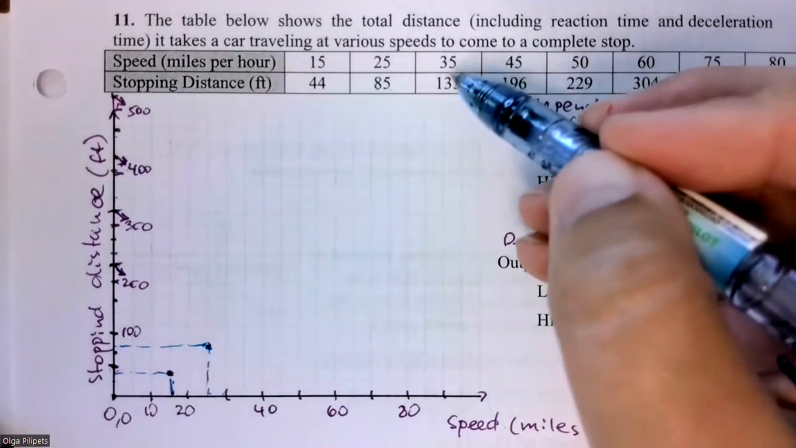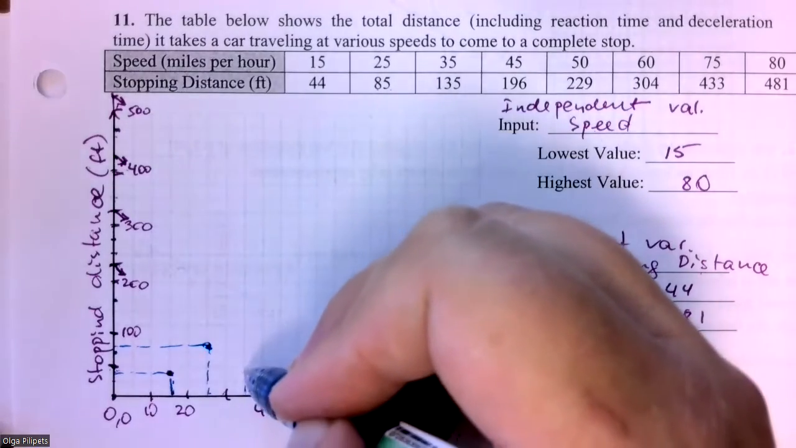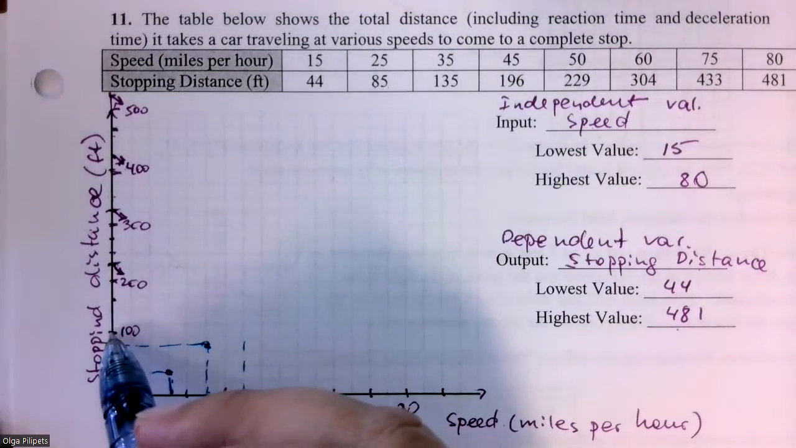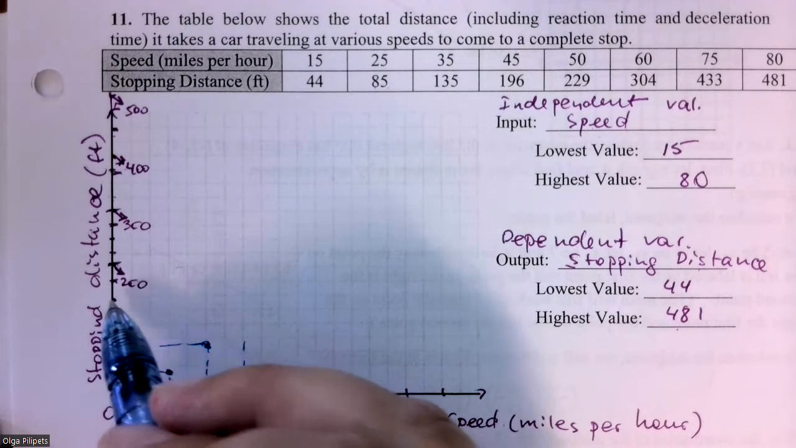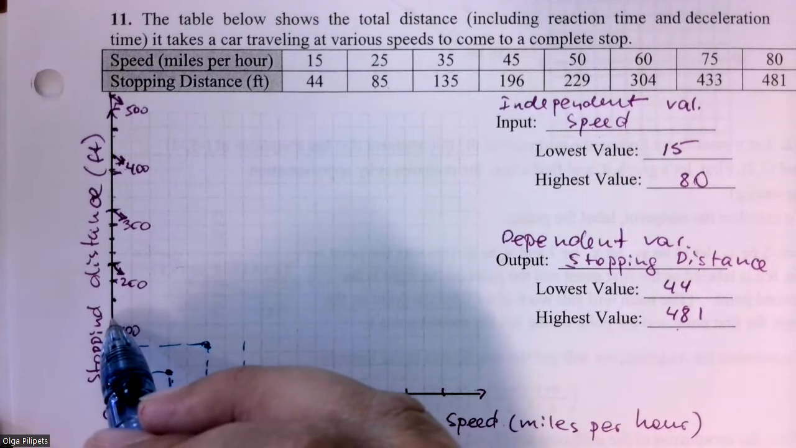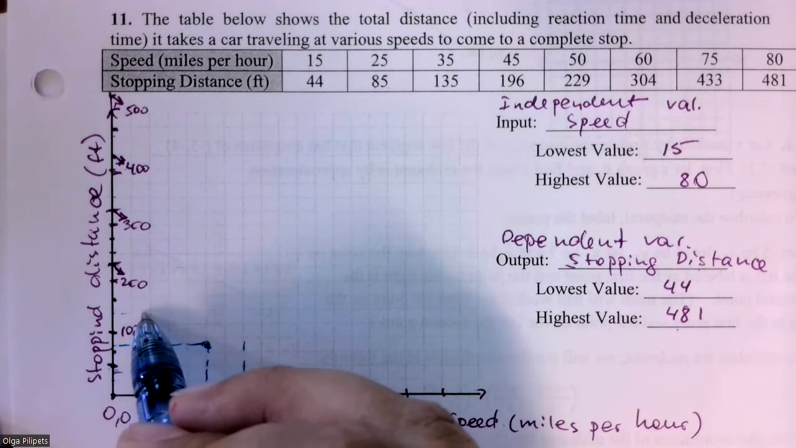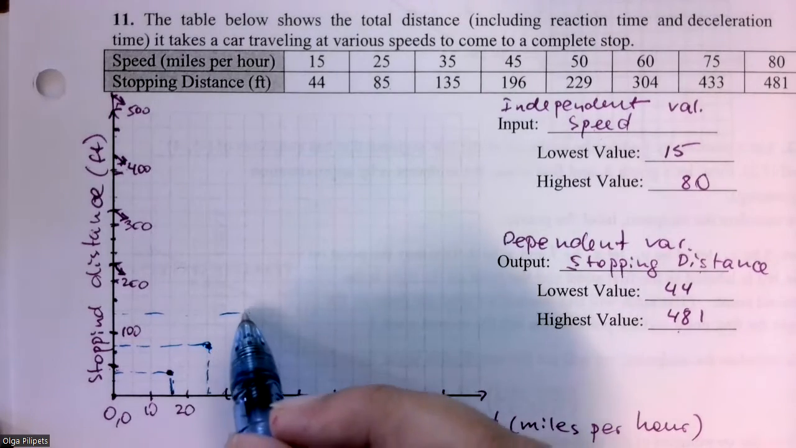The next point would be 35 and 135. So 35 is right here, and 135. Okay, this is 100, this is 150. 135 is not in the middle, it's right here. It's closer to 150.